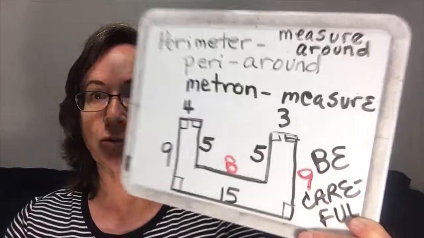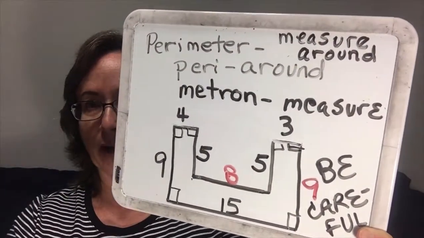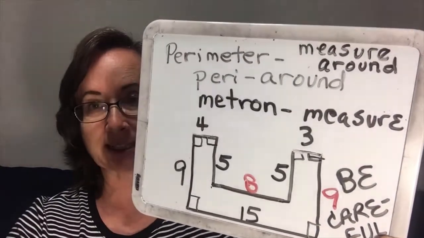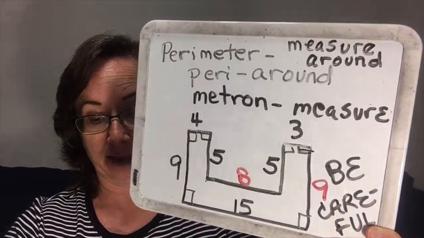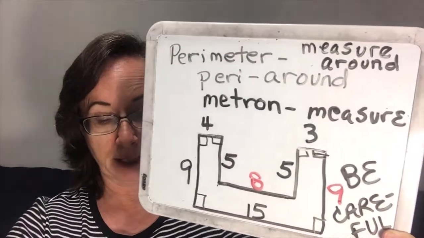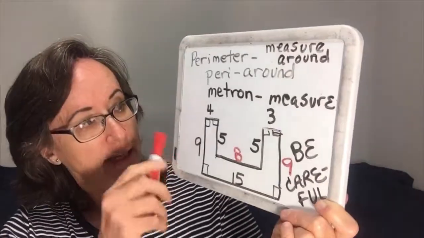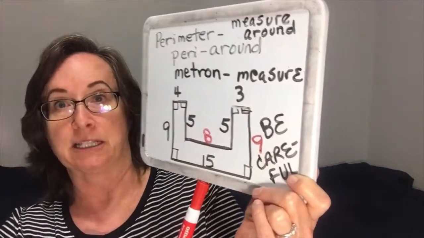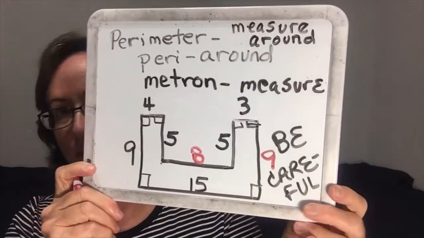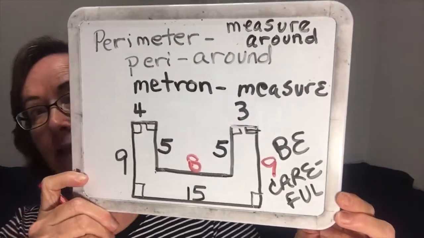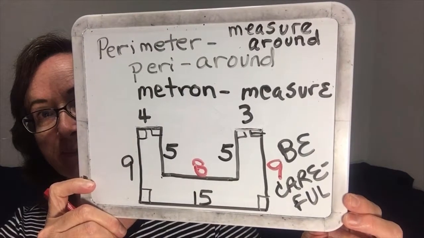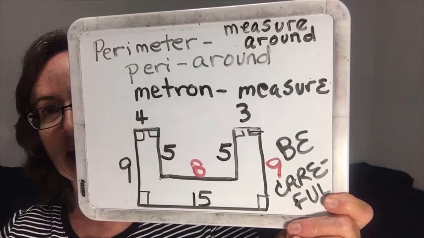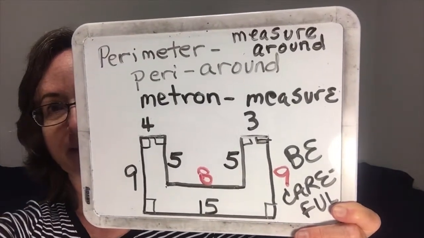Now, do we have every part of the figure labeled? Once we have every part of the figure labeled, then it's not very difficult to add all of them up. This one is in your book. We're going to add up 9 plus 4 plus 5 plus 8 plus 5 plus 3 plus 9 plus 15. And when we add those all up together, your book says we get 58 inches. So let's believe the book: 58 inches. I would suggest you do it yourself just to make sure.